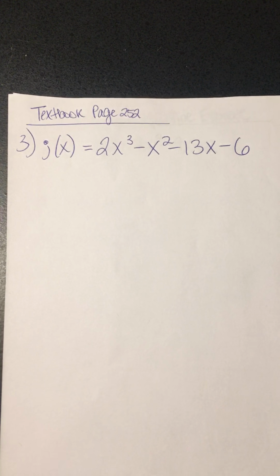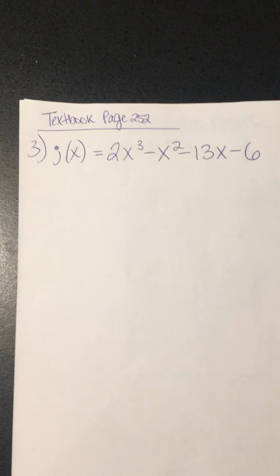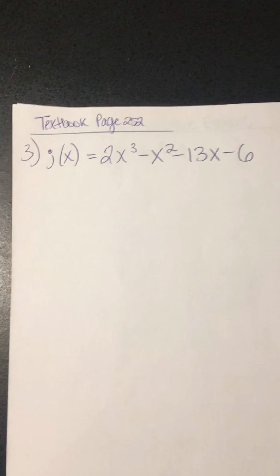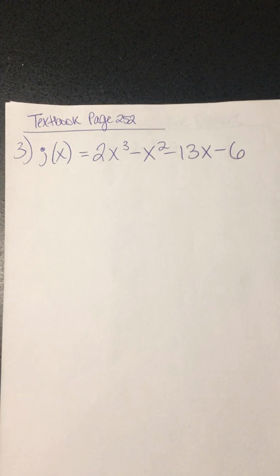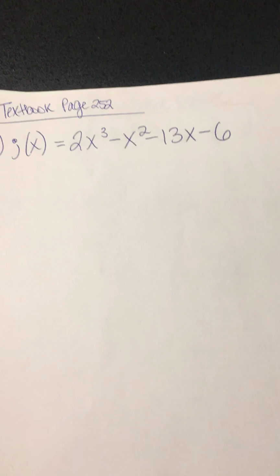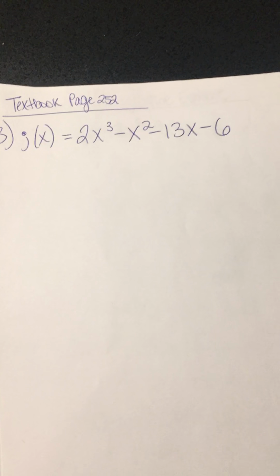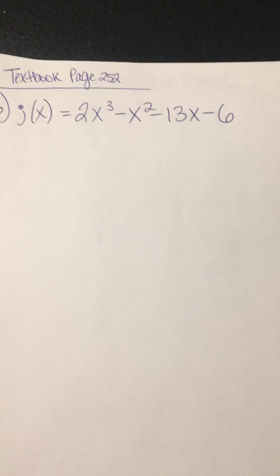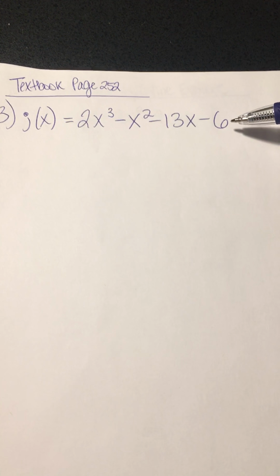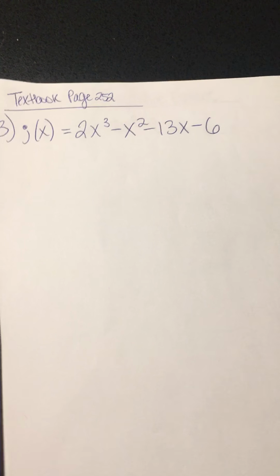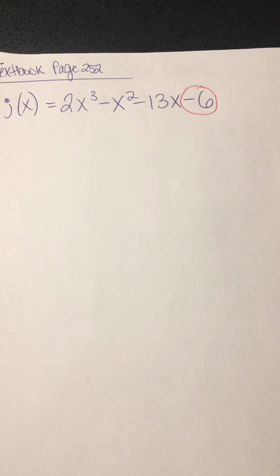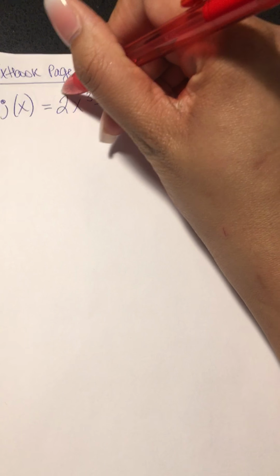This is number 3 from page 252, lesson 7.1, but this problem is slightly different from the online textbook, but it's similar. It asks you to find the rational roots of the function, where first you need to find the possible rational roots, and to do that you take all the positive and negative factors of the constant, which is -6 in this case, and we're going to divide them by all the positive and negative factors of the leading coefficient, the coefficient of the degree term.